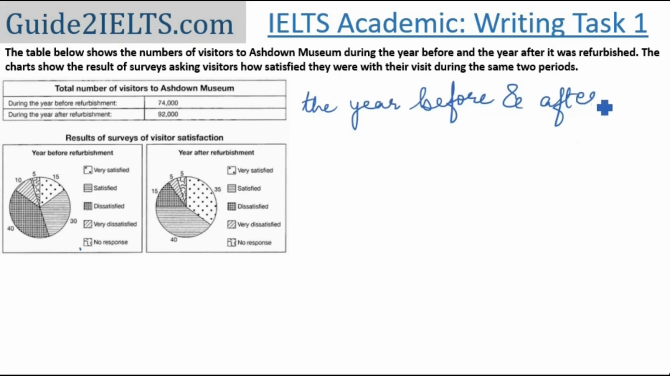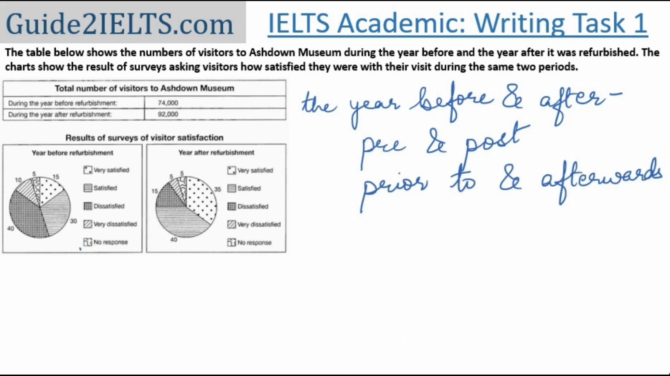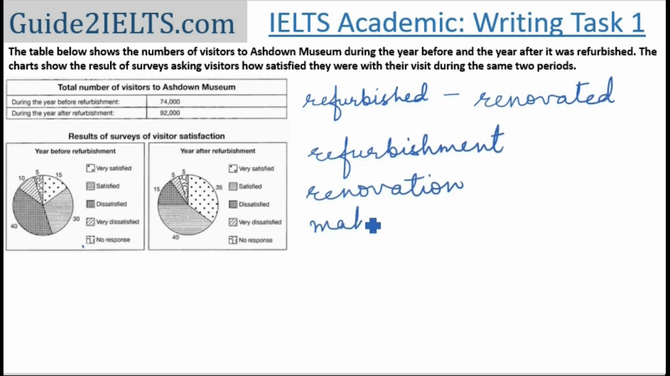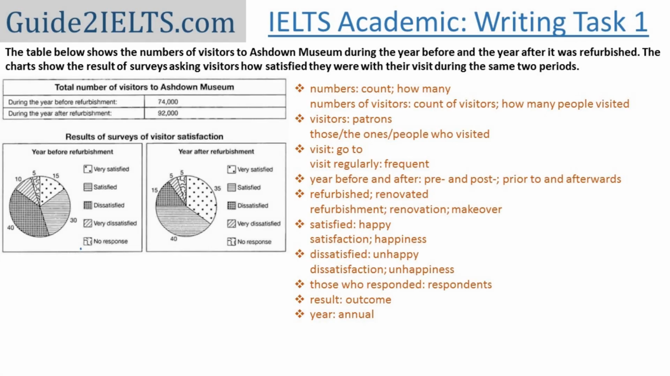Similarly, for the year before and after, I could write pre and post or prior to and afterwards. For refurbished, I could change it to renovated and also to refurbishment and renovation. Makeover is another possible word. So before you start writing, think about these words. If you feel the need, jot them down, although it's not really required. A list of a few such words for this question are on your screen.